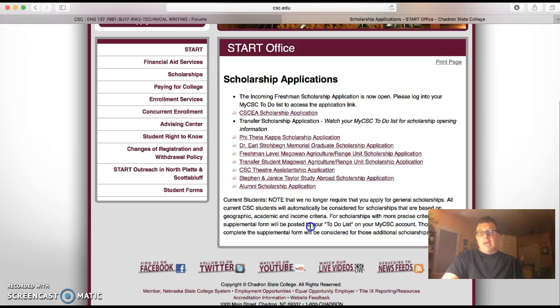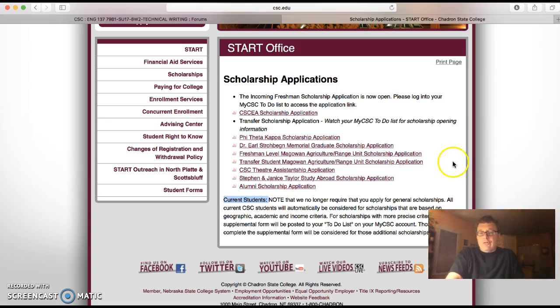Then on the same page, notice that we clicked on the scholarship applications, and here's this language, current students. Now think about that if you're a student. You're a high school student applying for a scholarship at CSC. Would you not say, well, I'm a current student, and I've already sent my paperwork, and I'm enrolled at Chadron State College, so I'm a current student. What does this mean? No longer required to apply for general.